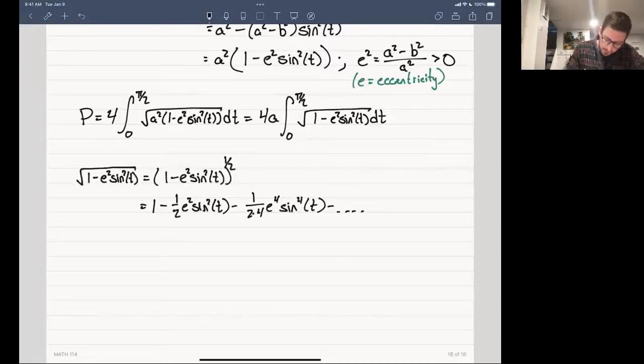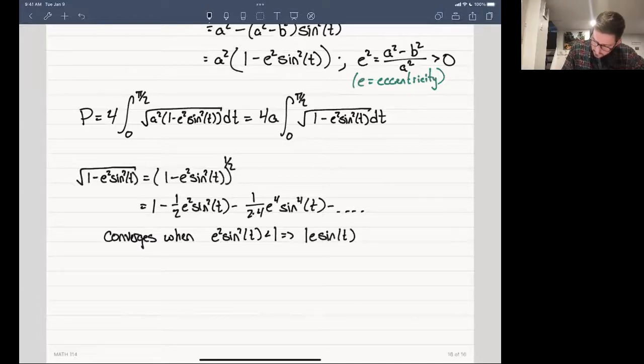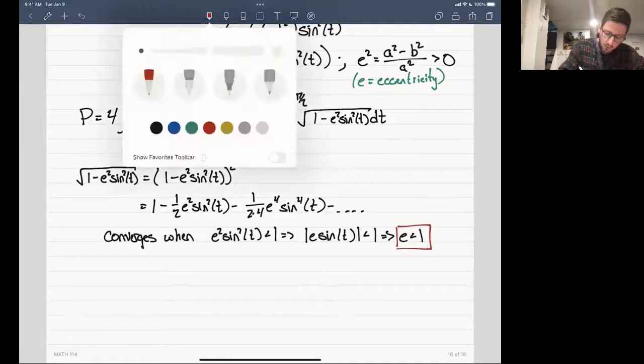But the point is, this converges when we have e squared sine squared of t less than 1, which is the same as saying the absolute value of e sine of t is less than 1, which means that e is less than 1. Okay, so that is the condition. Your eccentricity can be no more than 1 here.